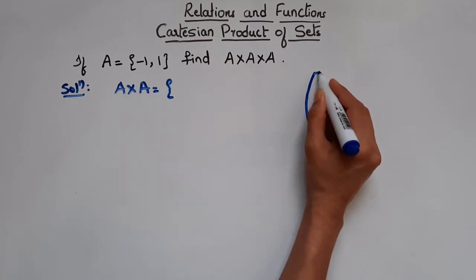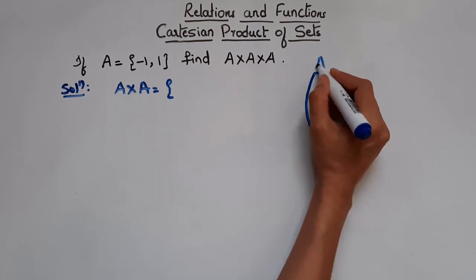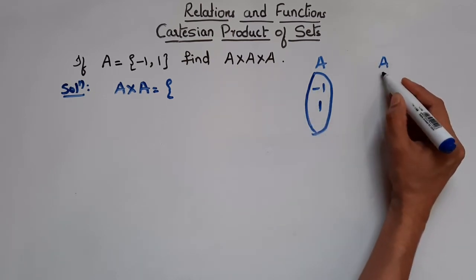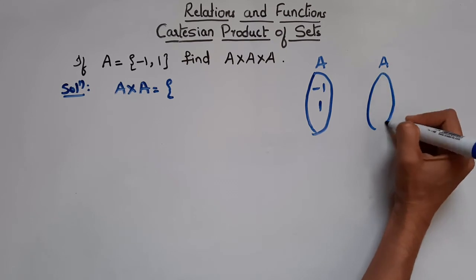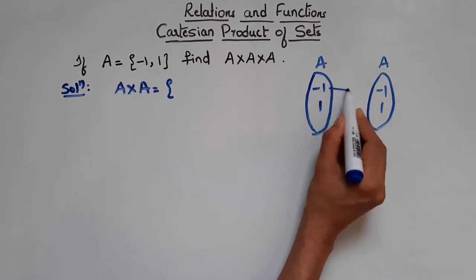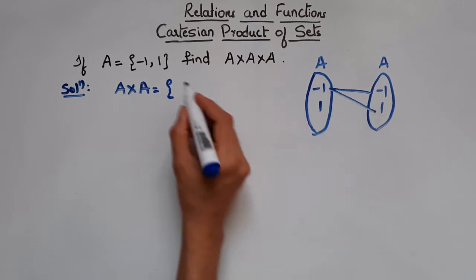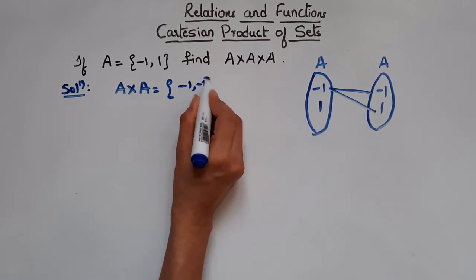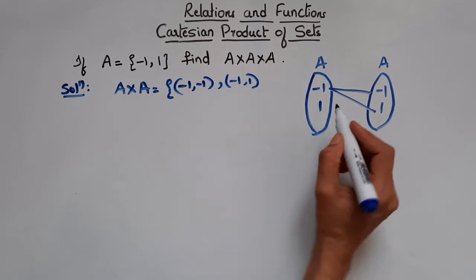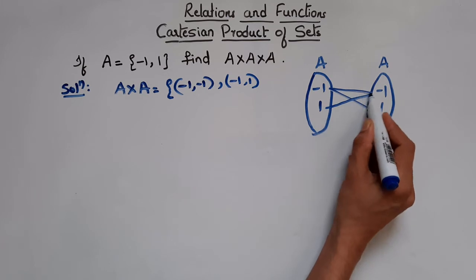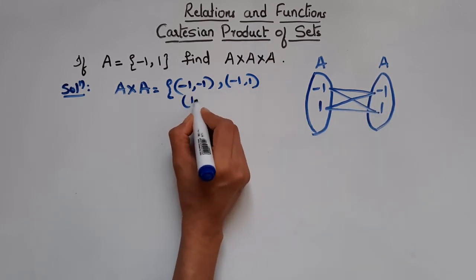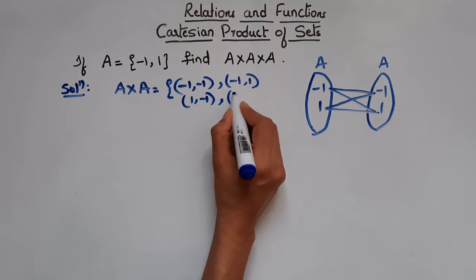So let's take set A, elements are minus 1, 1, and we have set A whose elements are minus 1, 1. So now we have to pair minus 1, minus 1 and minus 1, 1, right? So minus 1, minus 1, we have minus 1, 1. And next we will pair with 1. So 1, minus 1 and 1, 1. So here we have 1, minus 1, 1, 1.